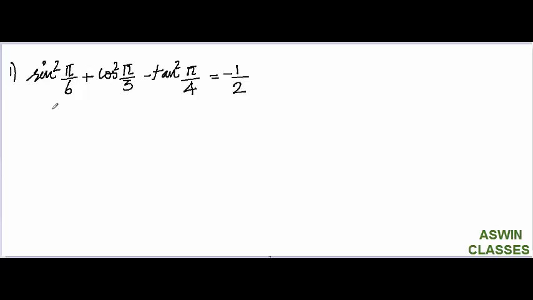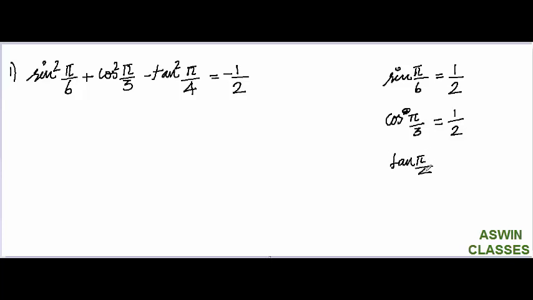How will you do this? You know, the value of sine pi by 6 is sine 30, which is equal to 1 by 2. Similarly, cos pi by 3 is cos 60, which is again 1 by 2. And tan pi by 4, which is tan 45, has a value equal to 1. Now you can substitute these values in here.